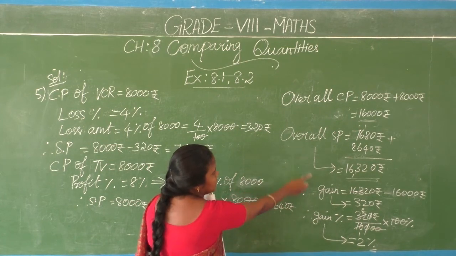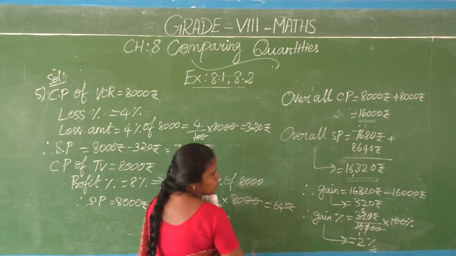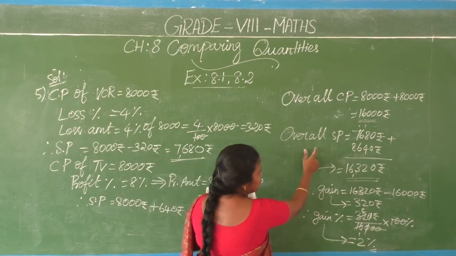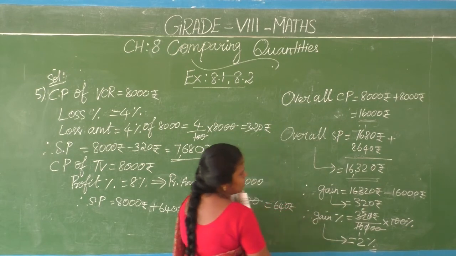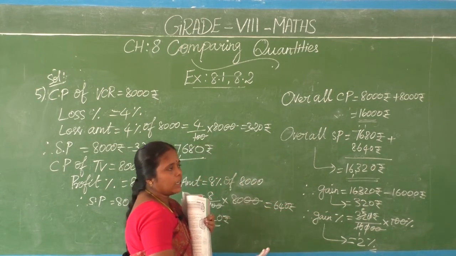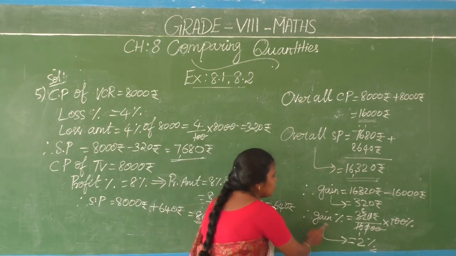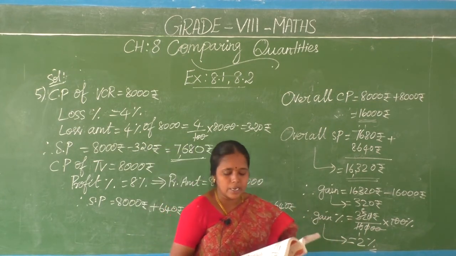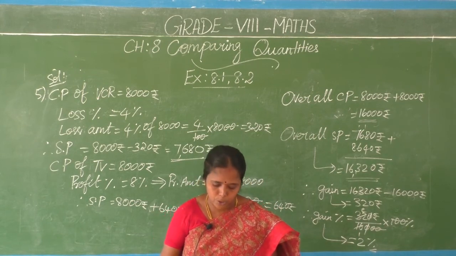SP greater means profit will come. CP greater means loss will come. Here in this question SP is more, so gain is 320 rupees. Therefore the overall gain percentage is 2%: while selling the two items the shopkeeper got 2% profit only. Understood? Okay, based on this question, try the 7th question also.